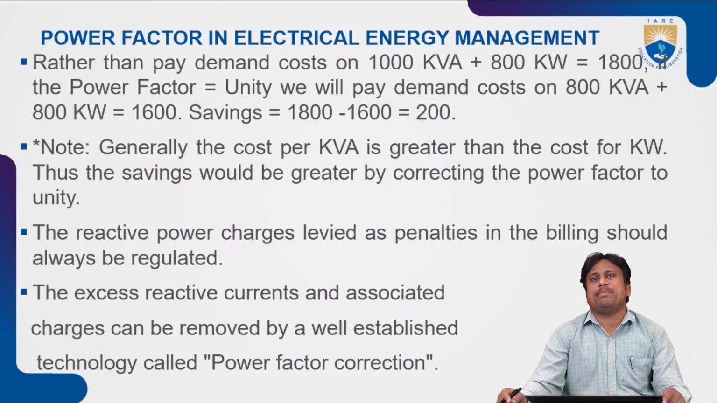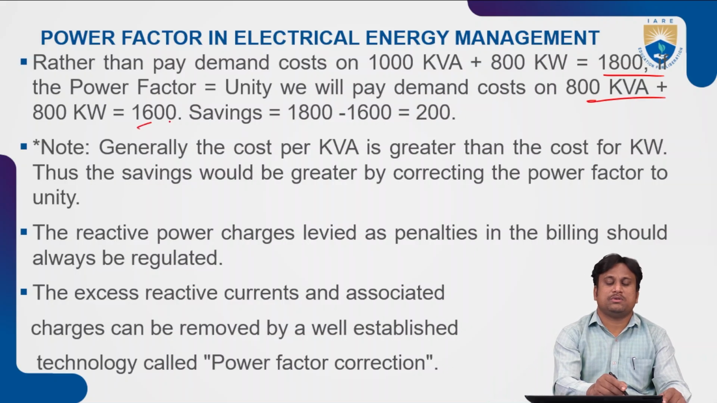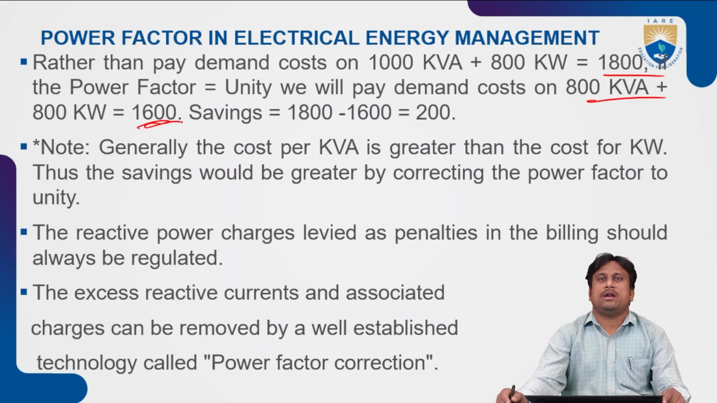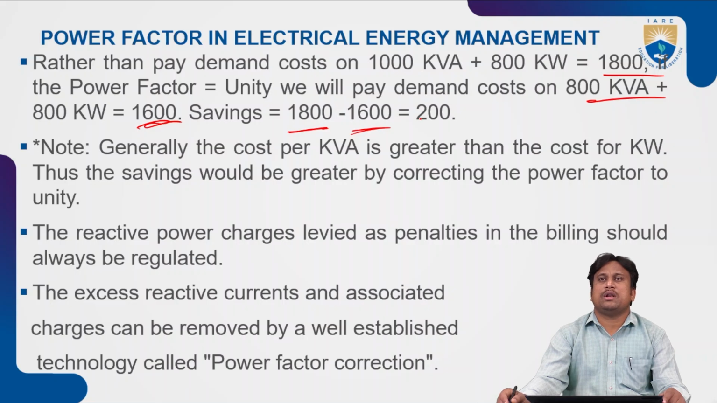So rather than paying demand costs on 1000 kVA plus 800 kilowatts, when it is the total combination 1800, then the power factor is equivalent to unity. We will pay demand costs on 800 kVA plus 800 kilowatts, which is about 1600 range, and saving will be treated as this total 1800 minus 1600, which is about 200 kVA.